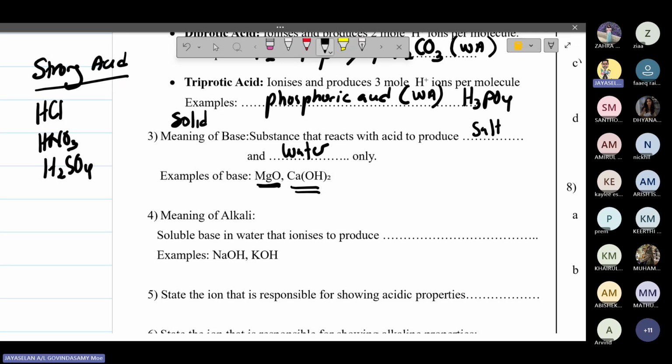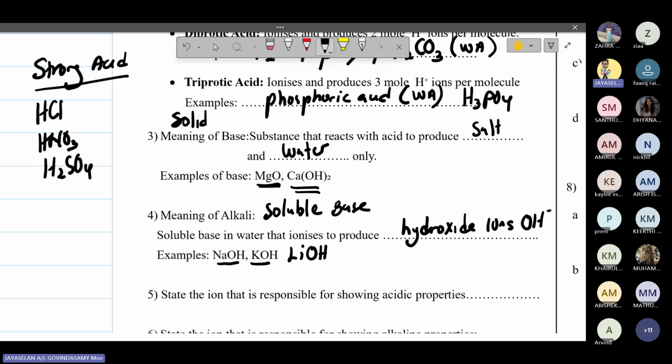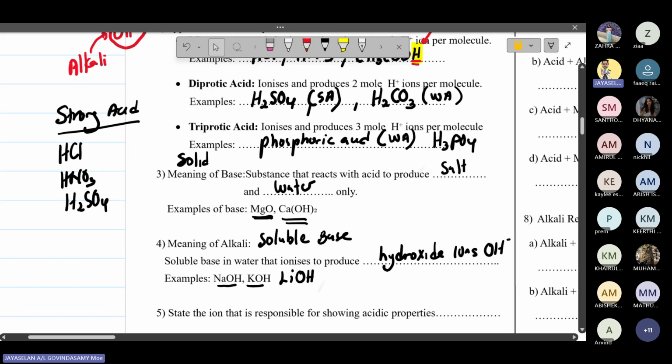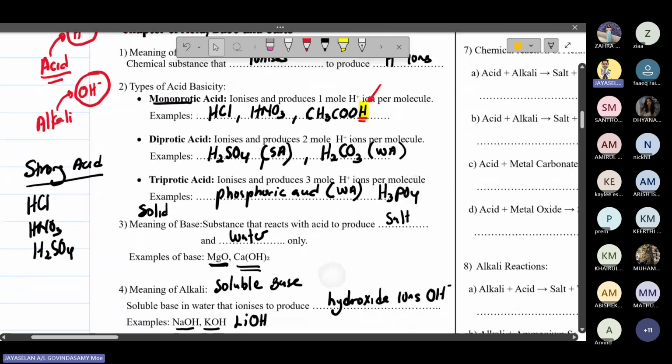Okay, alkali. What is alkali? Alkali is known as the base that dissolves in water. Soluble base. Soluble base that ionizes to produce what ion? Hydroxide ion. So please remember. We have one more, lithium hydroxide. All these are soluble bases and we call them alkali. Okay, so far understand? Okay, I give you 1 minute to copy down all this.